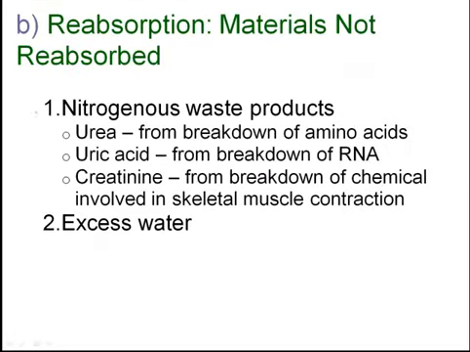Now, things that are not going to be reabsorbed. You do not want to get any of your nitrogenous waste products back into your blood. So urea, which comes from the breakdown of amino acids. Uric acid comes from breaking down your RNA, which you break down all the time. And creatinine, which is made from muscle contractions in your muscle system. And any extra water that your blood has will not get reabsorbed. It's going to stay in your urine.